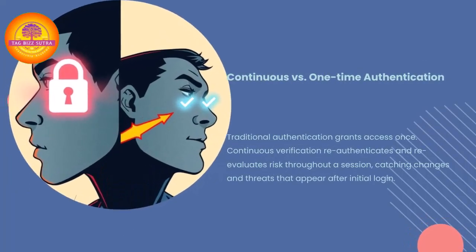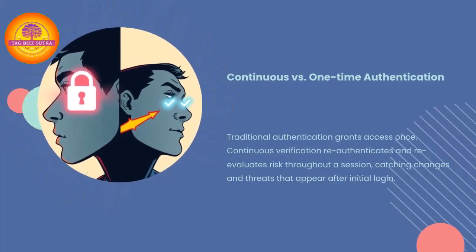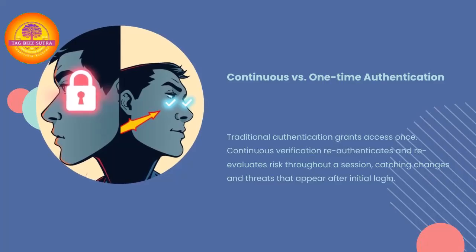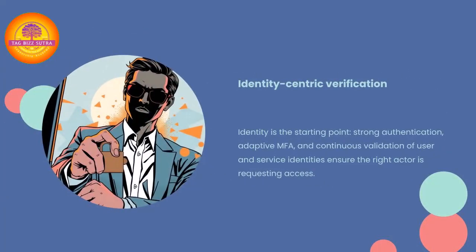Traditional authentication grants access once. Continuous verification re-authenticates and re-evaluates risk throughout a session, catching changes and threats that appear after initial login. Identity is the starting point. Strong authentication, adaptive MFA, and continuous validation of user and service identities ensure the right actor is requesting access.